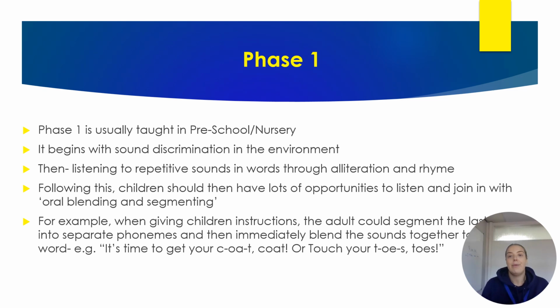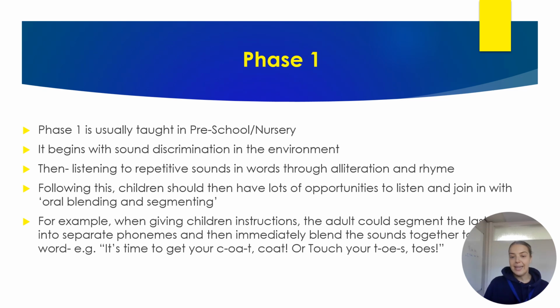It's also important to note that children do not stop this learning. It is continuous as they move through all of the stages. To support children with this, you can ensure they have lots of opportunities to listen and join in with oral blending and segmenting. An example of this could be playing I Spy. You might use initial sounds to play I Spy, such as I spy with my little eye something beginning with B. You may choose to use oral blending and segmenting.